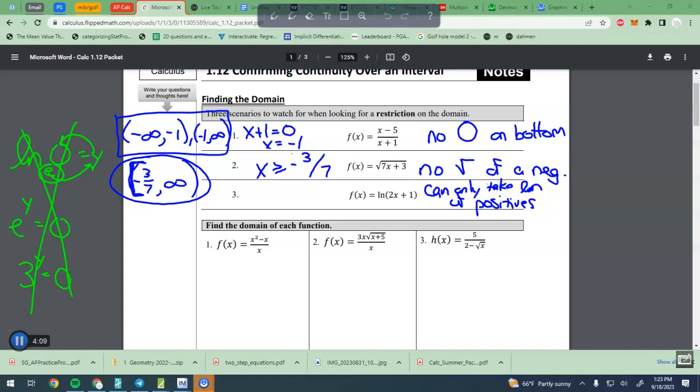So the stuff inside has to be positive, so 2x plus 1 has to be greater than 0, which means x is greater than negative 1/2.